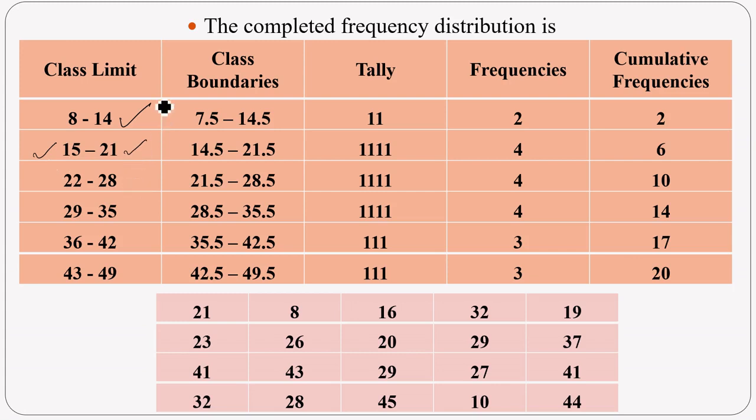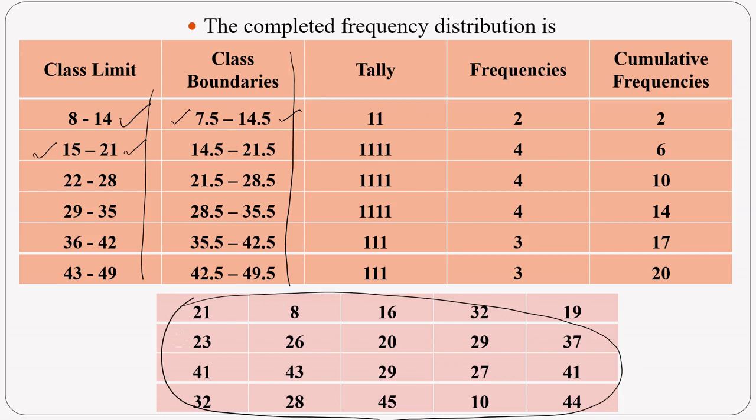Similarly, you need to calculate the class limit, and for class boundary, the lower limit will be minus 0.5 and the upper limit plus 0.5. So 8 minus 0.5 will be 7.5, and 14 plus 0.5 will be 14.5. Like that you need to calculate the class boundary, and for tally you can look at the question as I am circling. So 7.5 to 14.5 you will have two values.